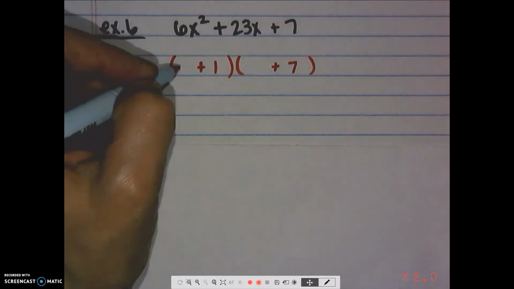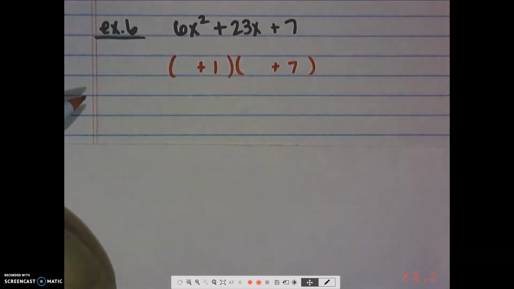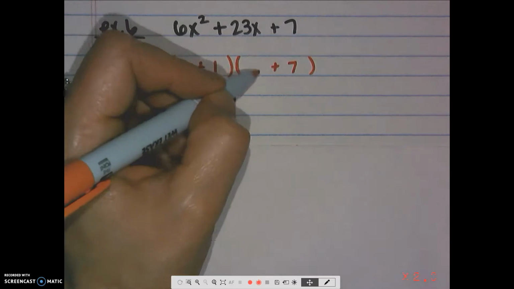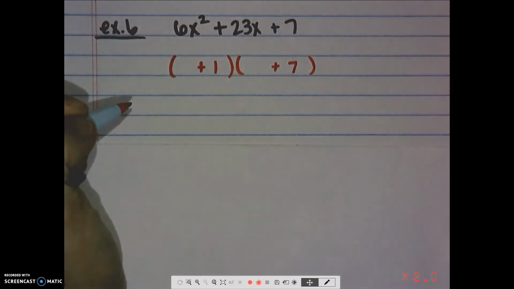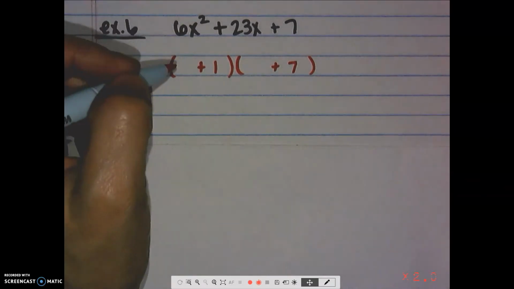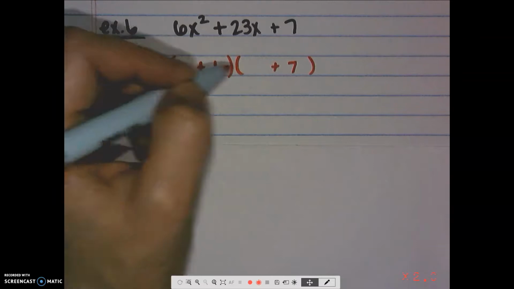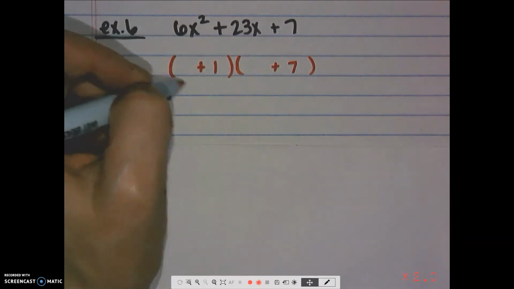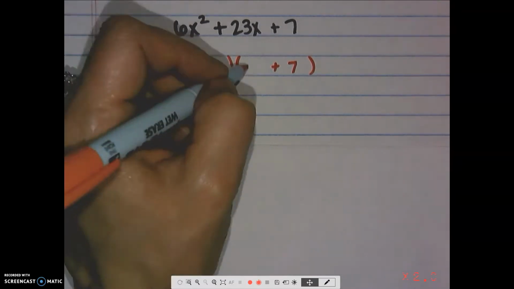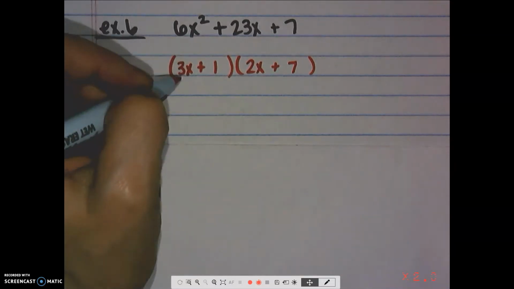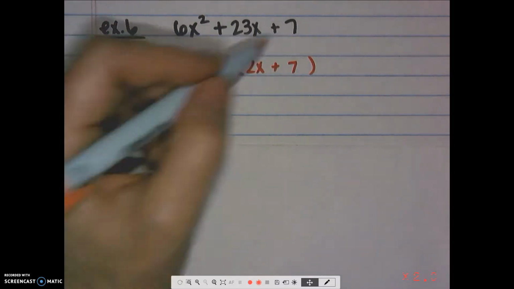So thinking to myself, if I have 6x here and x, that would give me 42, which is way bigger than what I need. So I don't want that. If I put 6x over here and the 1x, that would give me 6 and 7, which is only 13, not 23. So we don't want to use 6x and x. We want to use 3x and 2x. So do I want to have 2x and 3x? So that would give me 14 and another 3, which is not enough. So that means that we want the 3x to go with the 1 and the 2x to go with the 7. That would give us 6x squared plus 21 plus another 2 is 23x, and then plus 7.